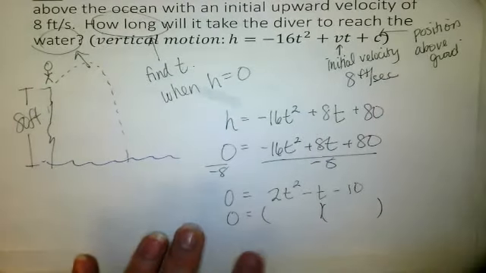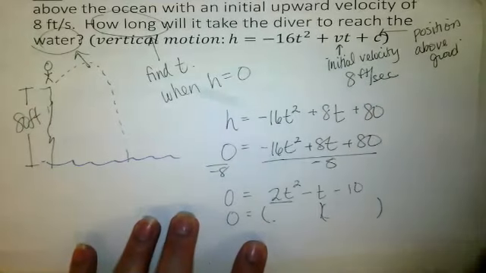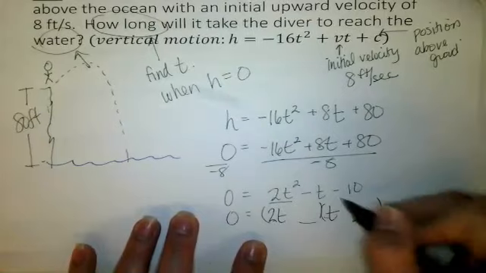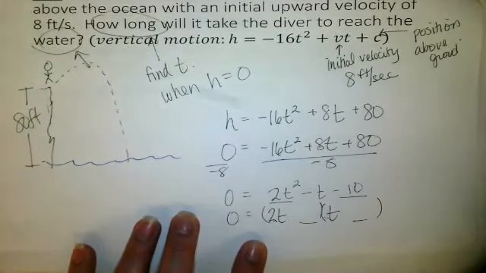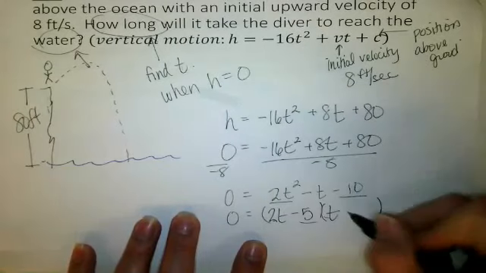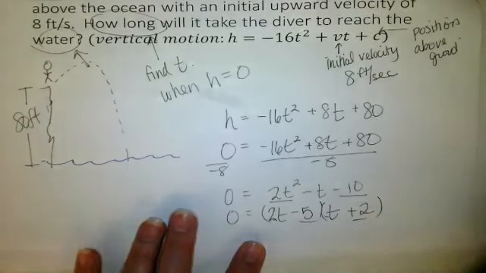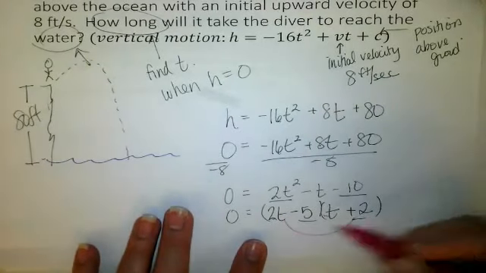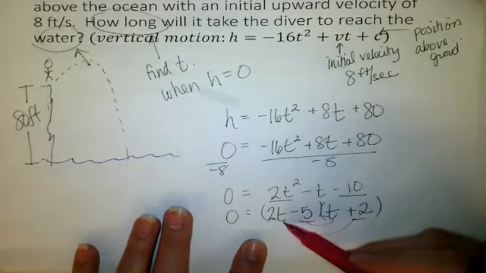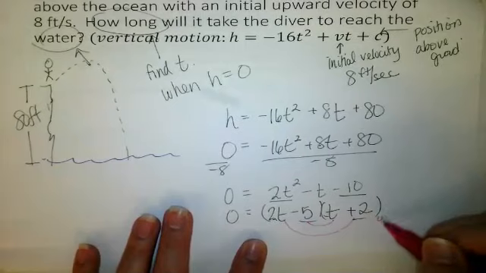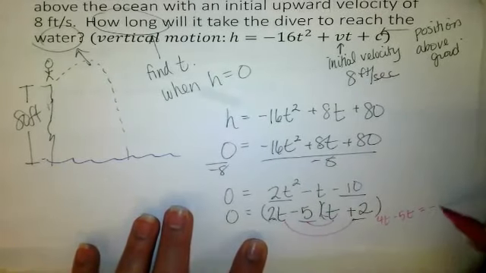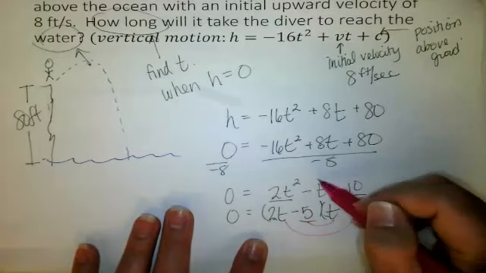It does factor. What times what is t squared? 2t times 1t. And what times what is negative 10? 5 and negative 2. Negative 5 and positive 2. How do you know if you did that right? Check the rainbow. My rainbow says 2t times 2 is 4t. Negative 5 times t is negative 5t, which gives me my negative 1t. Yeah, I did it right.